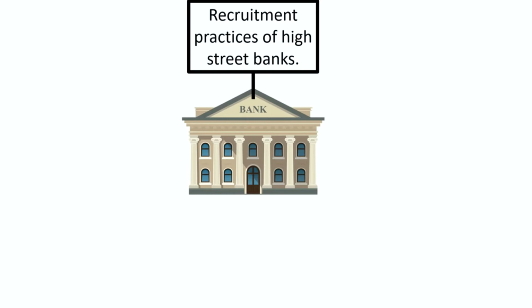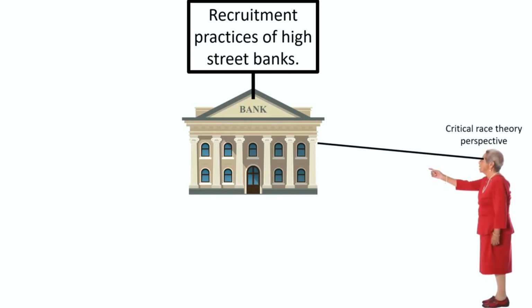So you use a theory or concept as a lens to help you focus or to organize your analysis. So if I use the critical race theory perspective to look at recruitment practices at high street banks, I may be looking at racial discrimination impacting black and brown candidates at high street banks.